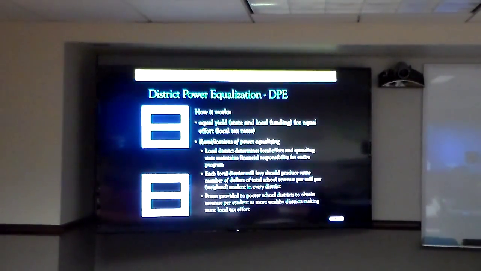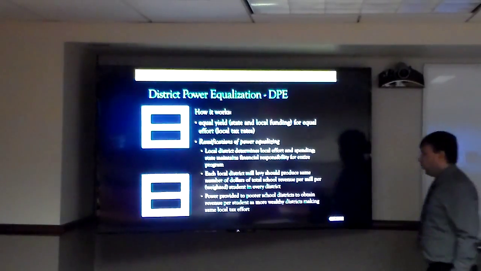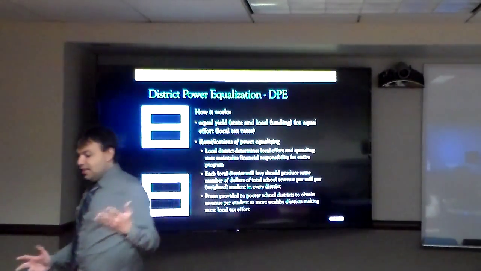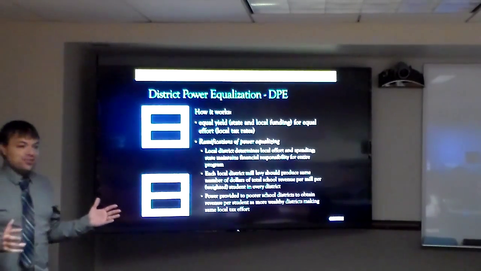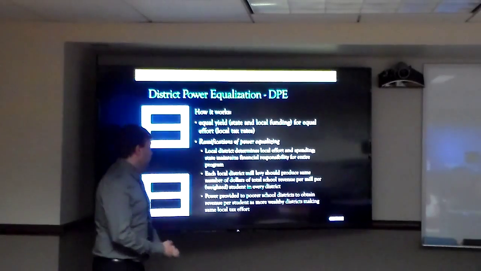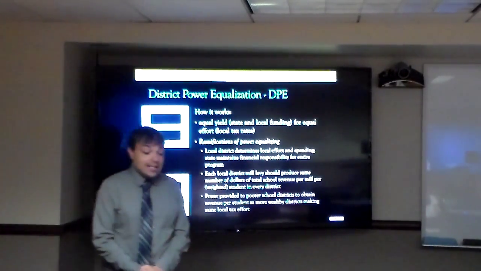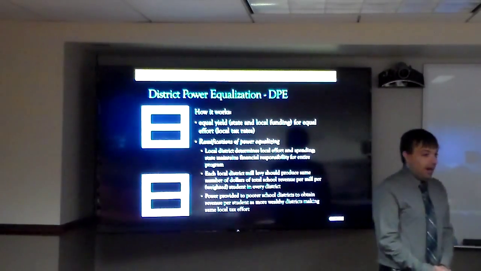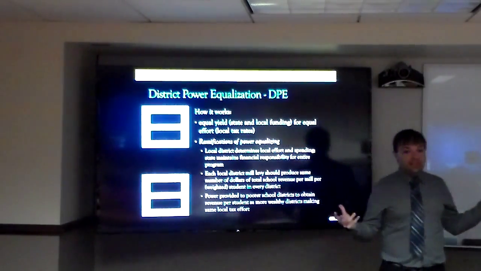District power equalization basically says that the state gives you financial responsibility, but the local district can determine local effort and local spending, meaning that the state puts a cap on things. But if the local district wants to do more, they can raise the millage and they can raise the weight in order to better their district and better their facilities. I like this. I think it's balanced.